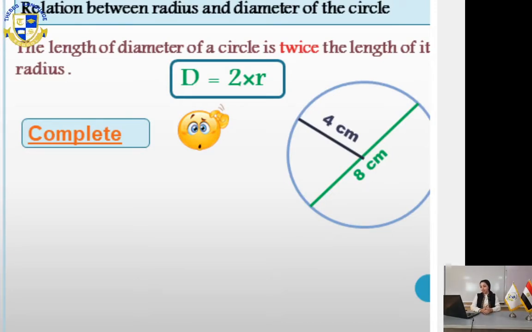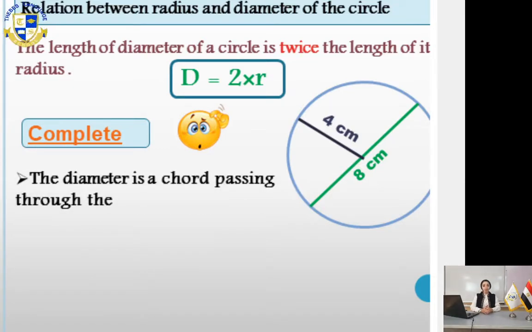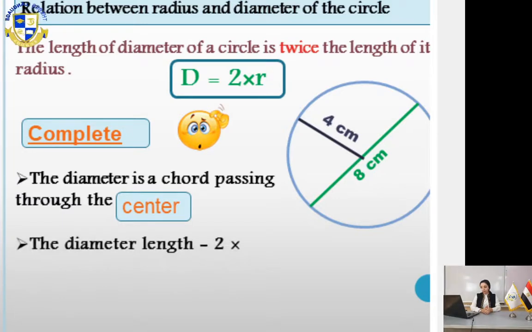Like that. We have here a circle, its diameter 8 centimeters and radius 4 centimeters. The diameter is a chord passing through the center, as we said before. Okay, next one, the diameter length equals 2 times the radius, because the diameter is twice the radius.